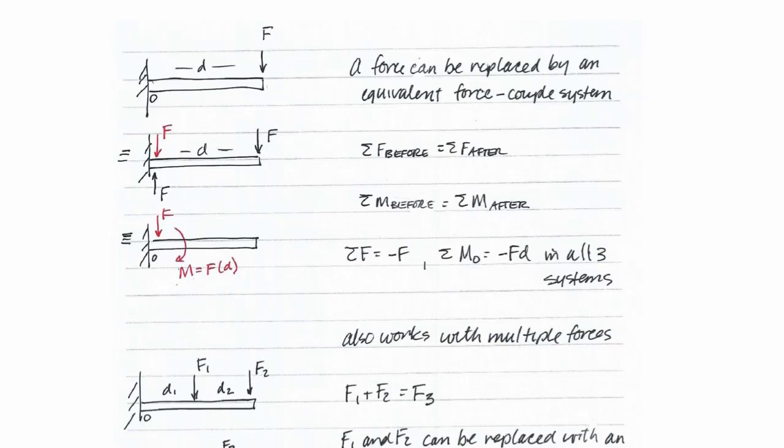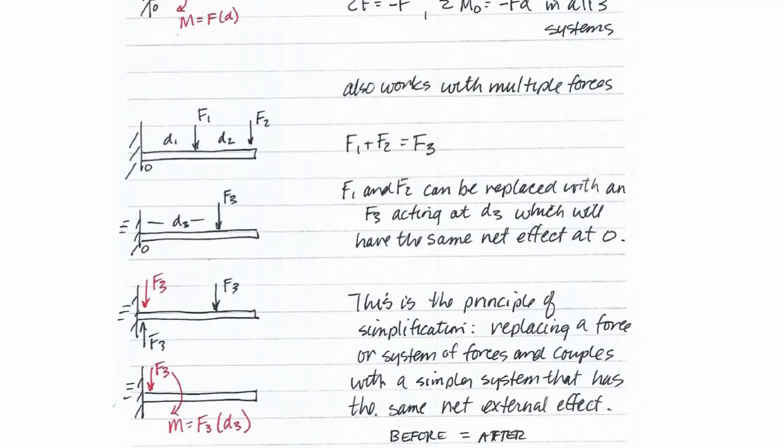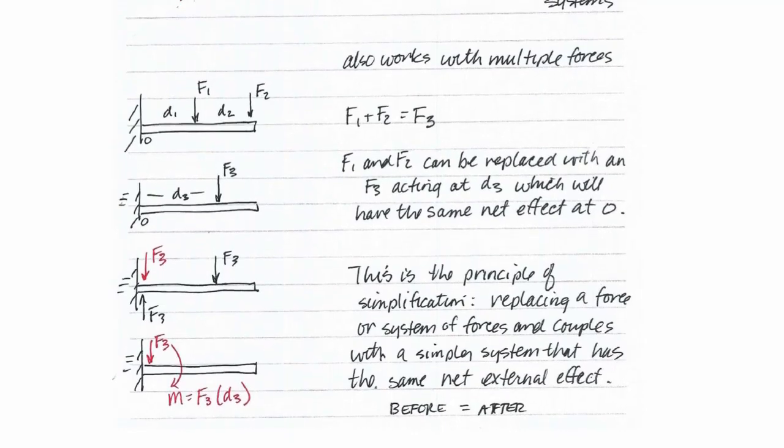And we know that the sum of the forces is going to be equal to the same. The sum of the forces here is going to be equal to minus F. The sum of the moments is going to be equal to minus F times distance in all three systems. This also works with multiple forces. So let's see if I have 2 or 3 forces here.